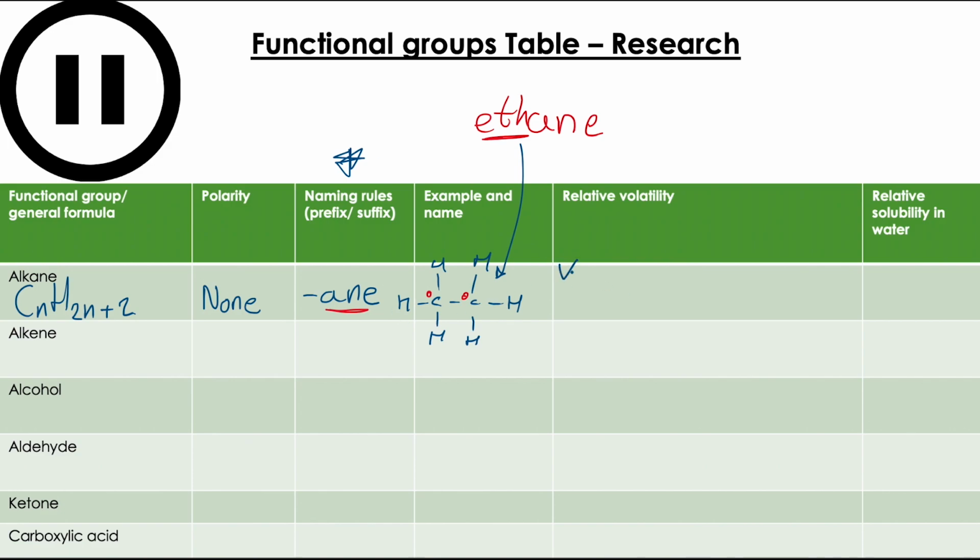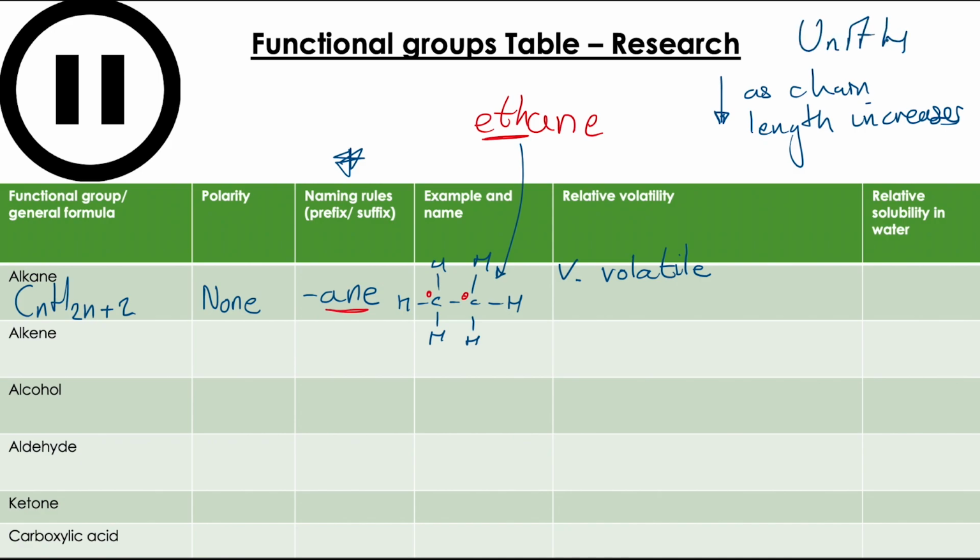Remember, volatility is the tendency of something to vaporize, turn into a vapor. And these are very volatile, but they do vary. And some theme that you're probably going to come across is that as they get longer, as the chain length increases, we're going to get a decrease in volatility. Now, if you've gone back to your Unit 4 or you just remember Unit 4 really well, that will make complete sense to you. Why will it make complete sense?